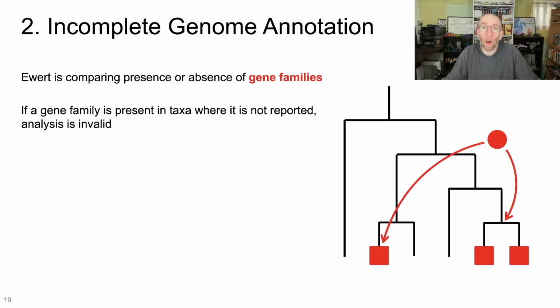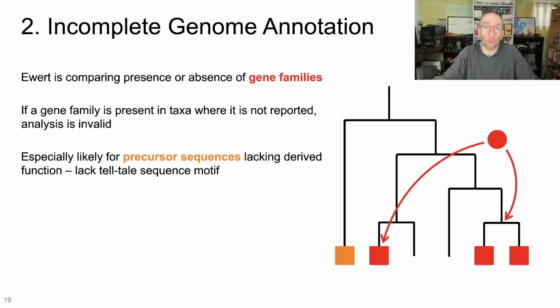But what if these data are incomplete? What if this tree is missing the presence of members of that family? So for example, you could be missing precursor sequences. The precursor sequences would be missing the derived function, right? If you're defining this based on having a gene that does a function, well, a non-protein coding region won't have that function, but the region itself might still be present.